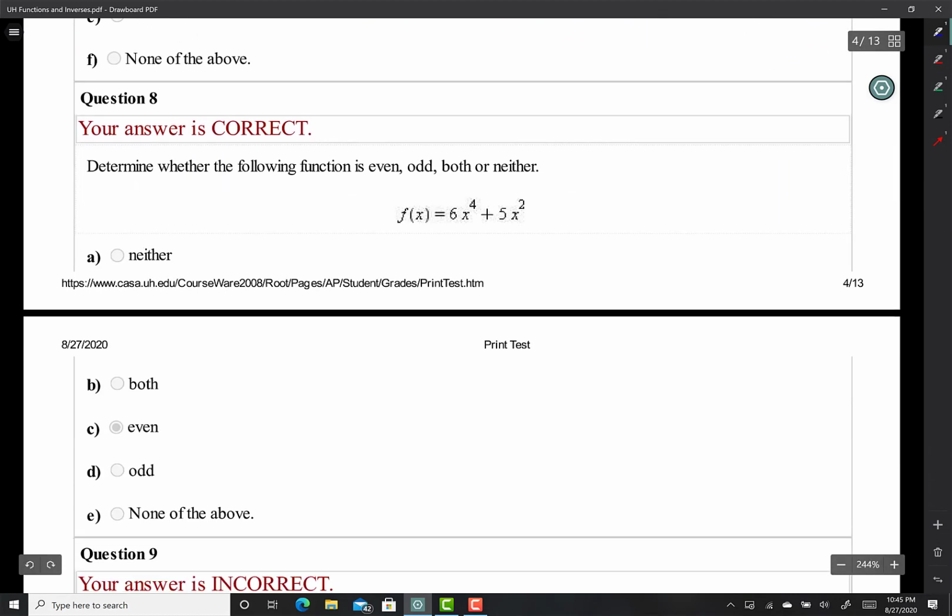Determine whether the following function is even, odd, both, or neither. I'm not saying this is an odd function; I'm giving you the property. It's an odd function if f of -x equals -f of x. And it's an even function if f of -x equals f of x.